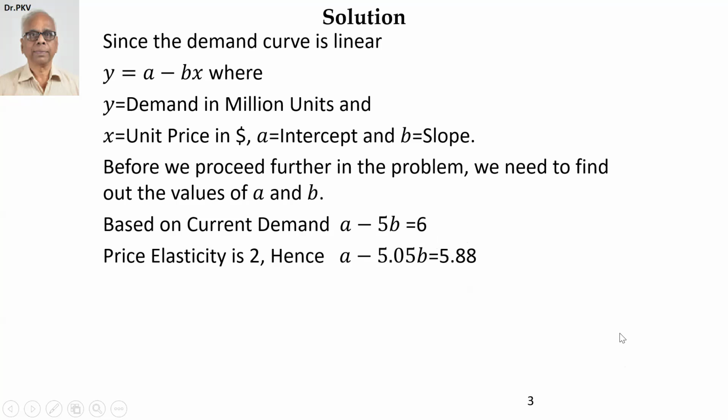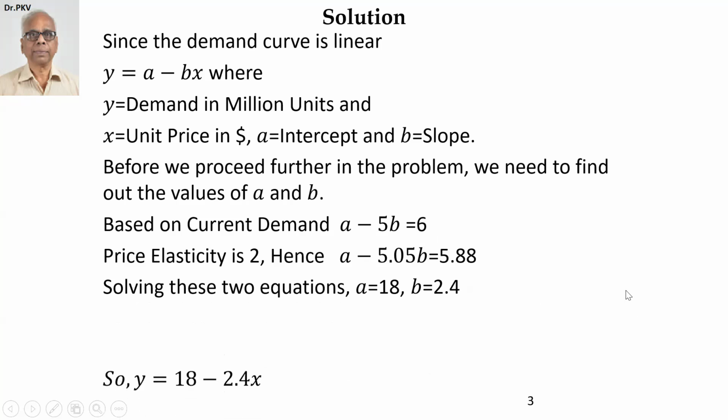Now, if you solve the two equations, you get A is equal to 18, B is equal to 2.4. Hence, the demand equation y equal to 18 minus 2.4x. This is the first step. You need to find out the intercept and the slope. So we have got the demand equation in full form. Now, let's proceed.